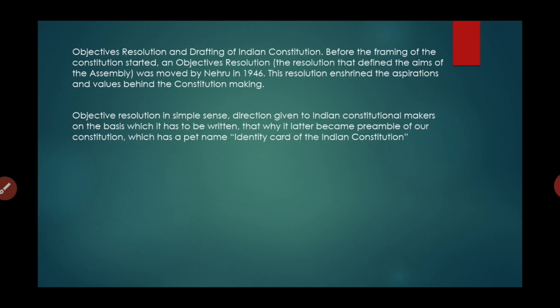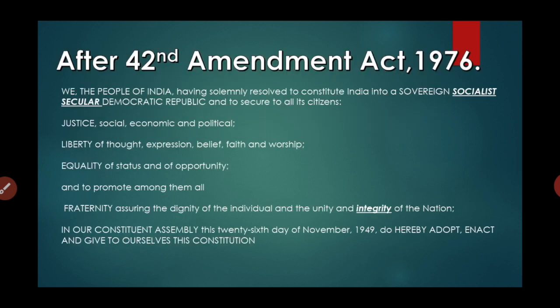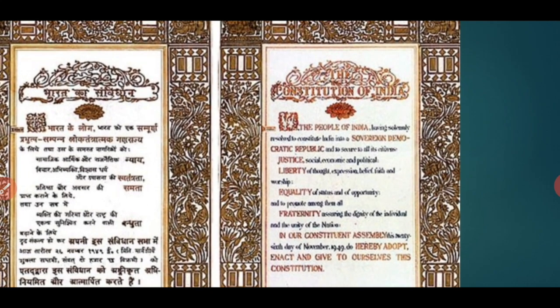That's why it later became the preamble of our constitution, which has been the pet name, the ID card, of the Indian constitution. You can read it. Now, as I told you, the picture I showed you over here, this one, is the original preamble. You can see very easily that the words socialist, secular and integrity are missing.